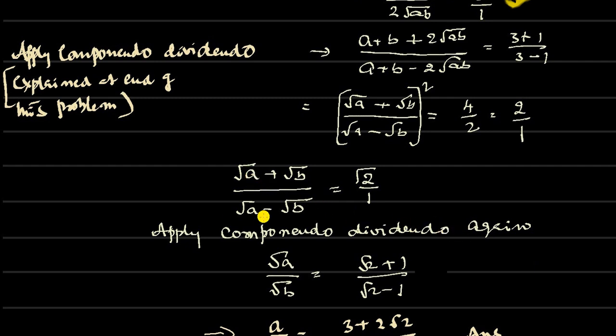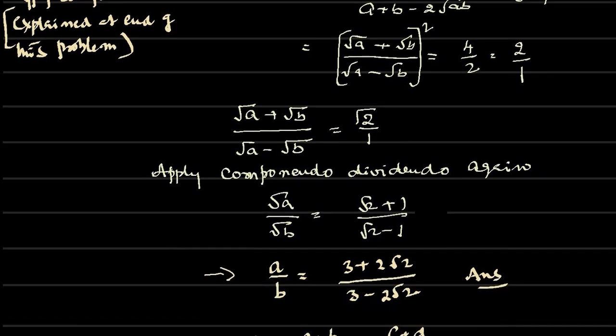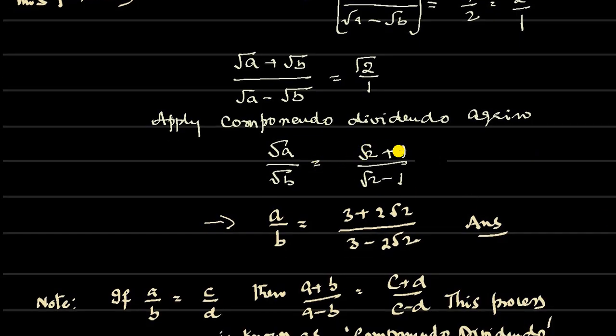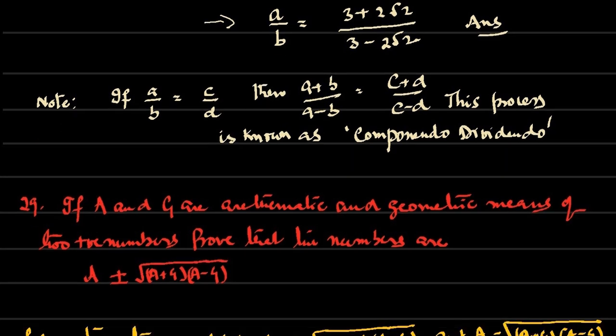This plus this is numerator. This minus this is the denominator. So you are getting root a by root b is (root 2 plus 1) by (root 2 minus 1). This is componendo dividendo. We have explained it below. So square it up. a by b is, when you square this, you get this. When you square this, you get this. That is the answer. Now, what is componendo dividendo?